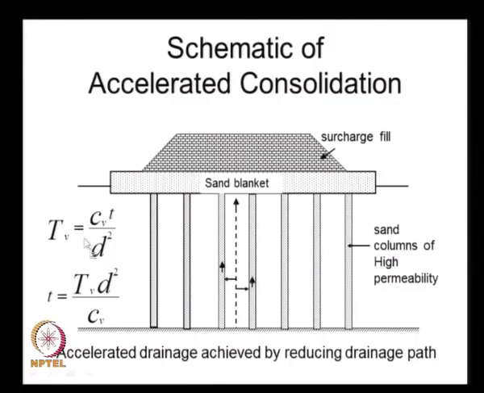We already know that the time for consolidation is directly proportional to the square of the drainage path length, as illustrated here. Tv is the time factor that is related to the coefficient of consolidation Cv, the time t, and d squared, where d is the drainage path length. If we did not have the sand columns, the water particle has to travel this much distance, whereas if we install the sand columns, the water particle has to travel only this much. So you can imagine by how much the time for consolidation will reduce.